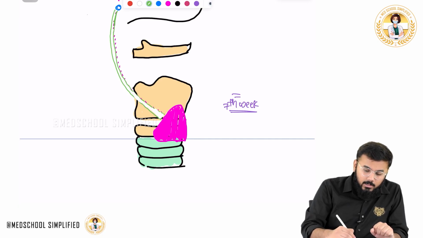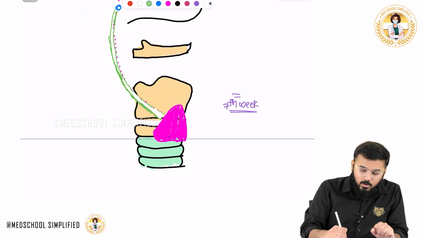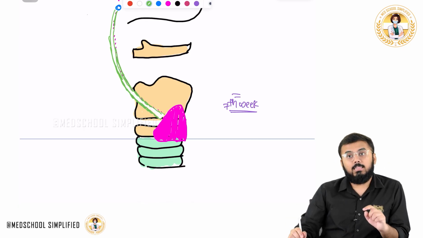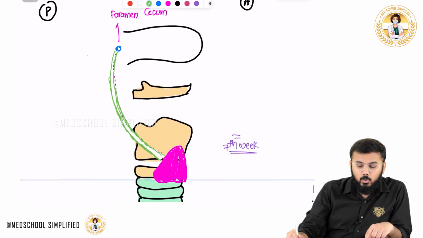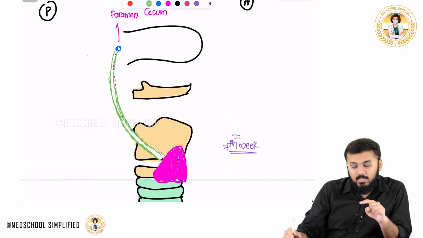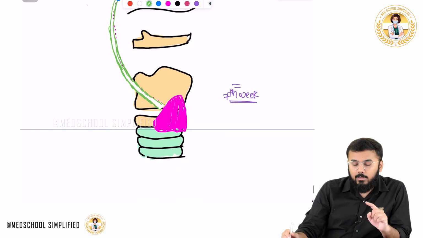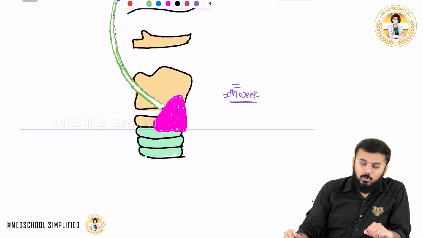You see a duct. This is the duct that connects all the way from the foramen cecum to the thyroid gland. So this duct is called the thyroglossal duct. Why glossal? Because it is present on the back of the tongue. So glossal, and here it is thyro. So this duct is called the thyroglossal duct.